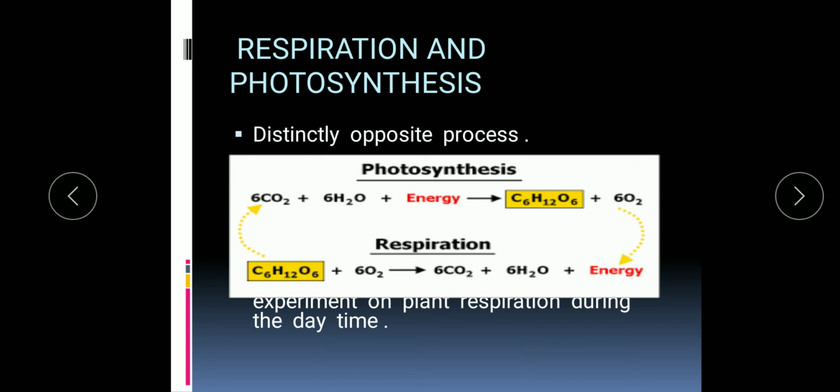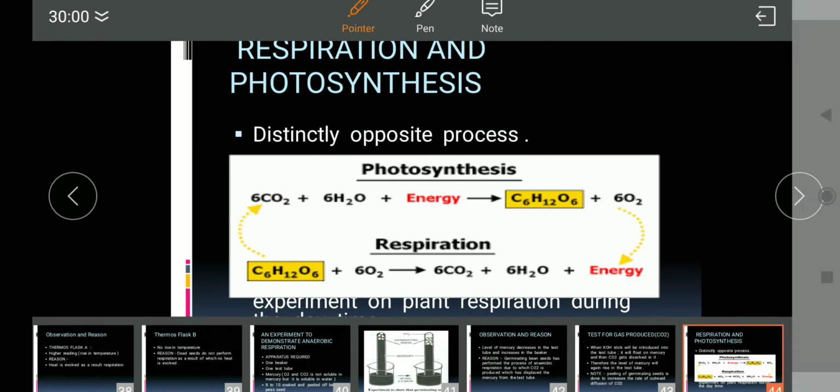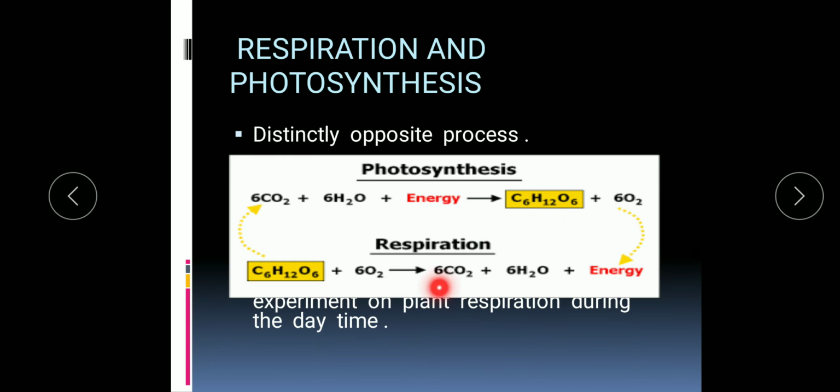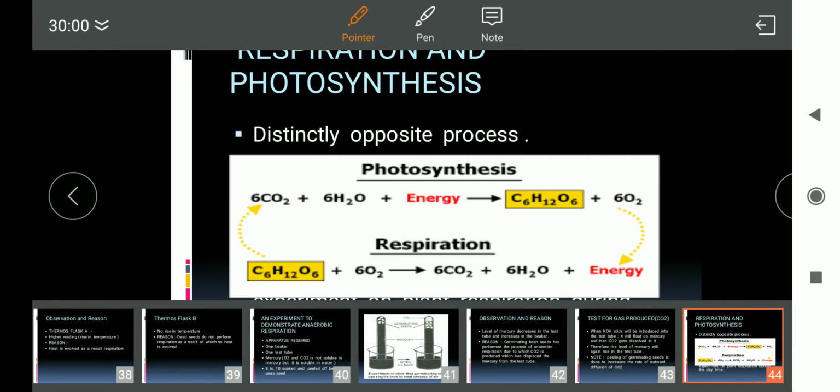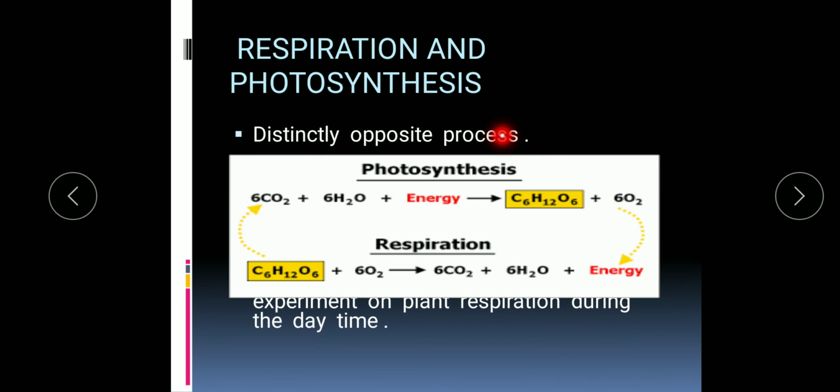Then, the processes of respiration and photosynthesis in plants are distinctly opposite processes. And why are these two processes distinctly opposite? Because you see here, the requirement of photosynthesis is the product of respiration, and the product of photosynthesis is the requirement for respiration. So this is why these two processes are distinctly opposite.